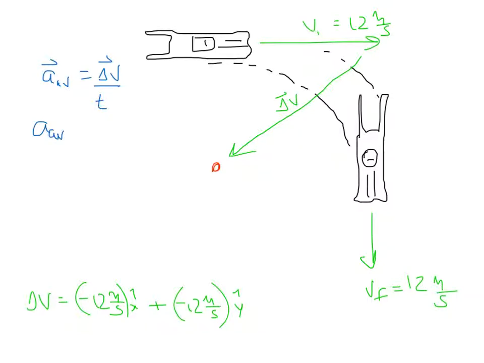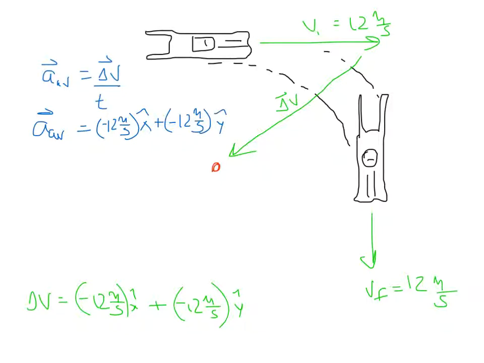Average acceleration. There's my arrow right there. So how do we find that? Well, we're going to write our change in velocity, so it's negative 12 meters per second x hat. I'm trying to write it small so I don't clog up my space here. And negative 12 meters per second y hat.